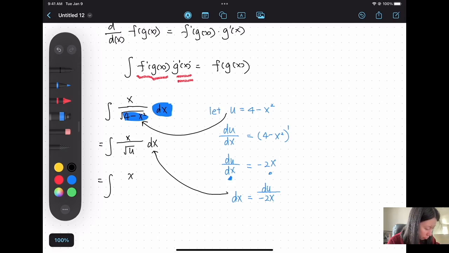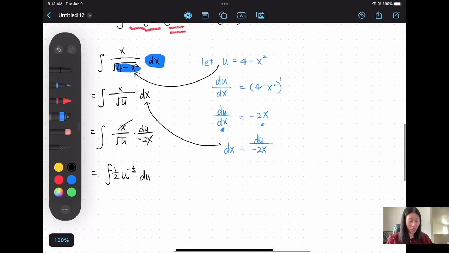So I have x over square root of u times du over negative 2x. Now we can simplify it. So x and x, they cancel. I have 1 over square root of u. I can write it as what? Negative 1/2 du, and negative 1/2, I can move it outside of the integral. So I have negative 1/2 integrate u to the negative 1/2 power du.